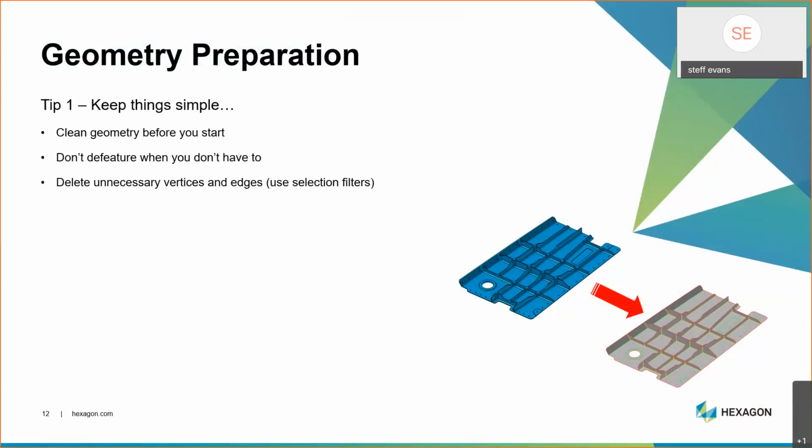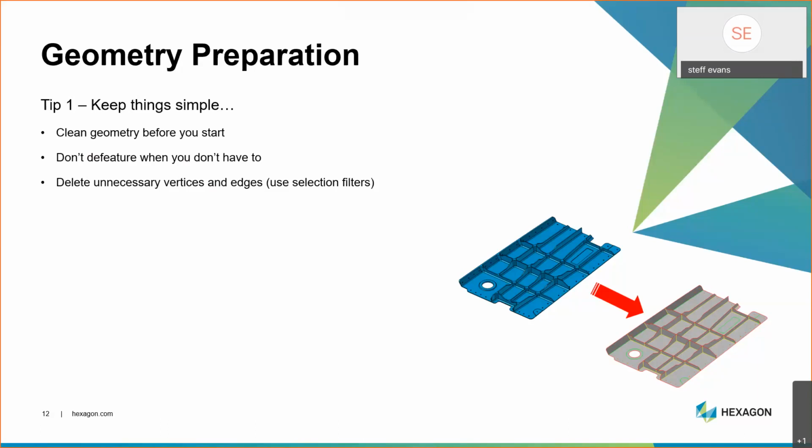Don't defeature when you don't have to. Taking this shear panel as an example, we've got lots of fillets and details in there. We're ultimately going to be generating a mid-surface, as it were. So there's little point in spending a long time defeaturing solids if the target model output is surfaces, okay?